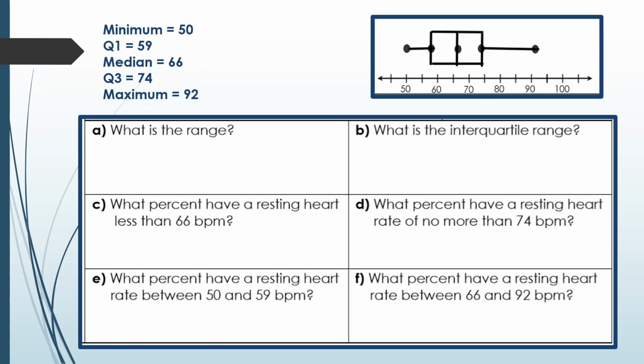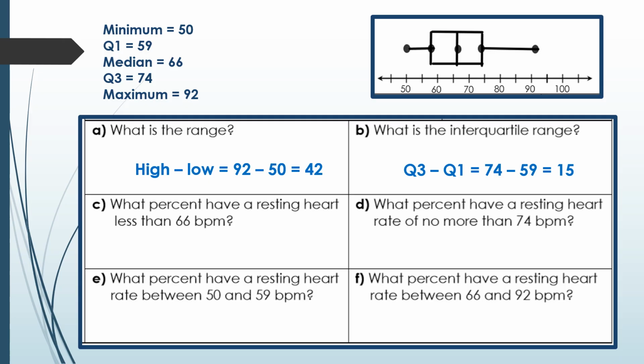Now we're going to analyze a box plot from that last slide. It is drawn to the upper right, and the 5-number summary is given to the left. That might help us when we do our evaluations, our analysis. So what is the range? It's the difference between the highest and lowest values. 92 minus 50 is 42. Interquartile range is the difference between the upper quartile and the lower quartile. So Q3 minus Q1, which is 74 minus 59, or 15.